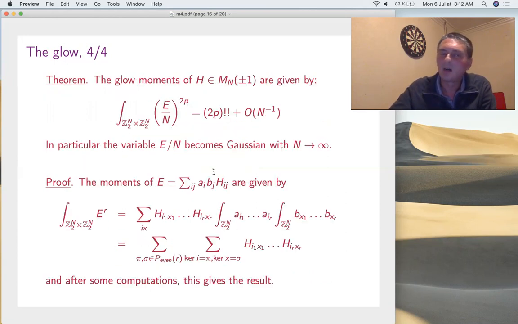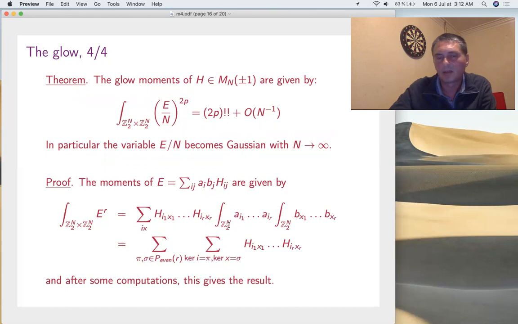Analytic now, that's quite interesting. The glow becomes Gaussian as n goes to infinity. I mean, it can only become Gaussian, right? What else can it be? And the proof is via the moment method. You see the excess is this. We're trying to compute the law of the excess. So I raise this to the power r, and get some integrals over Z to the n.